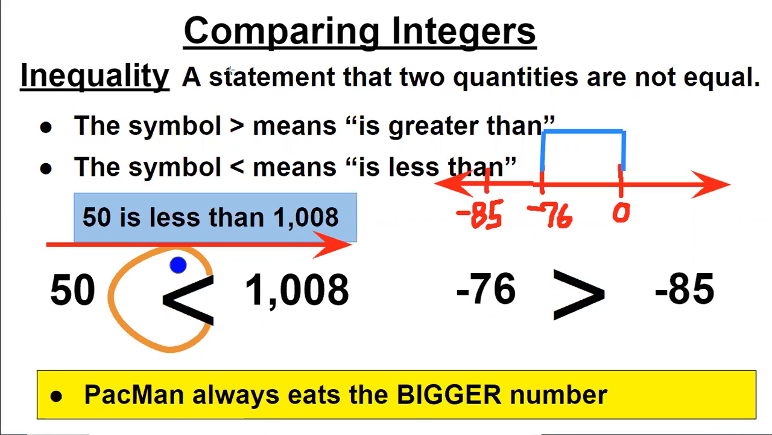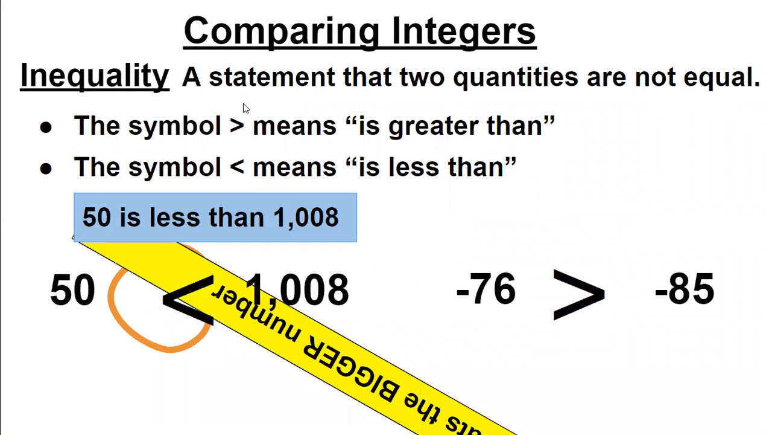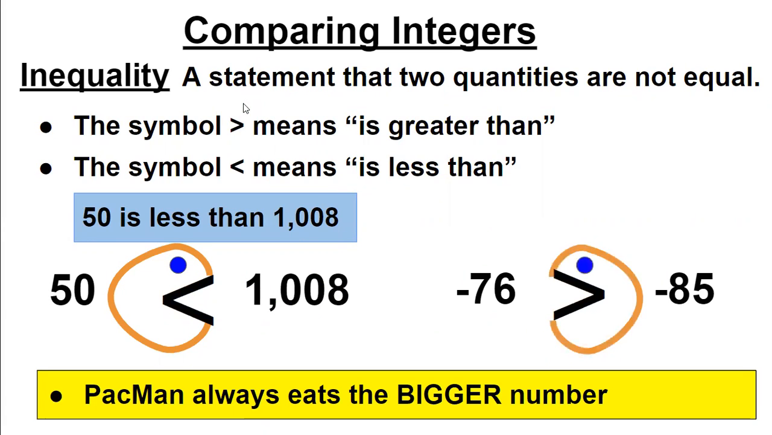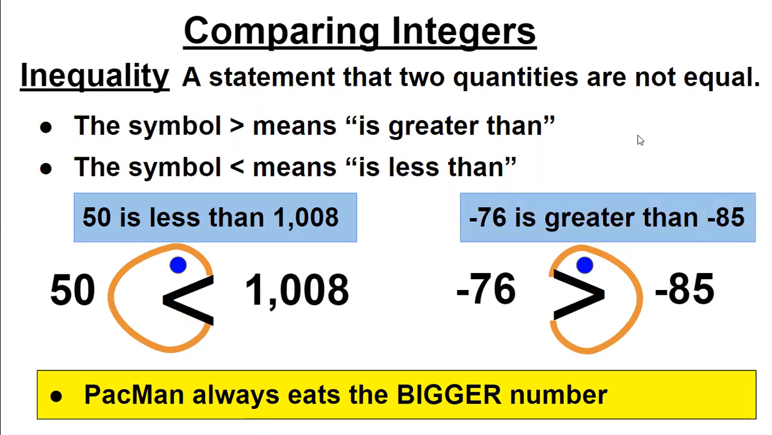Also think of it in terms of temperature. Would you rather be outside if it's negative 76 degrees or negative 85 degrees? Well, negative 76 is warmer or larger or greater temperature. So again, Pac-Man always eats the bigger number. The bigger number is the negative 76. So he's eating the negative 76. Negative 76 is greater than negative 85. Again, reading from left to right every time you read an inequality.